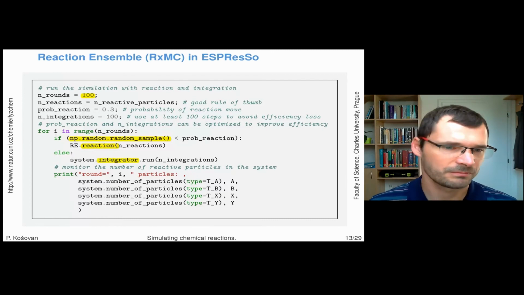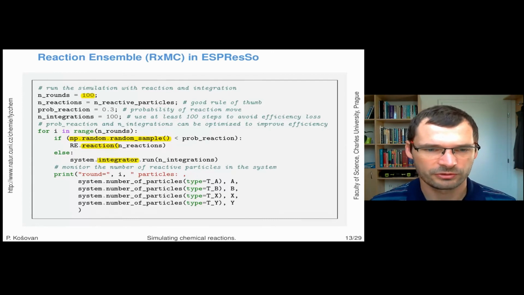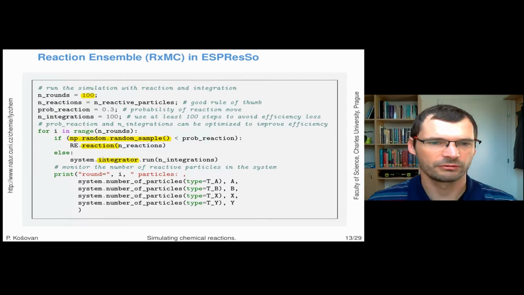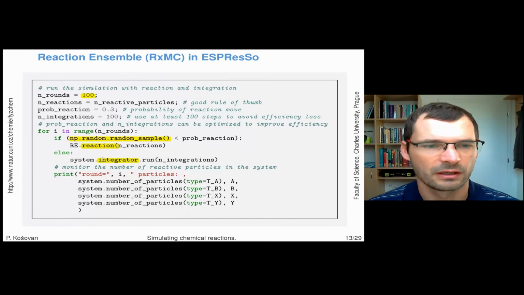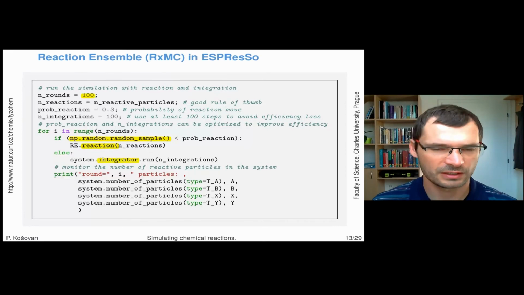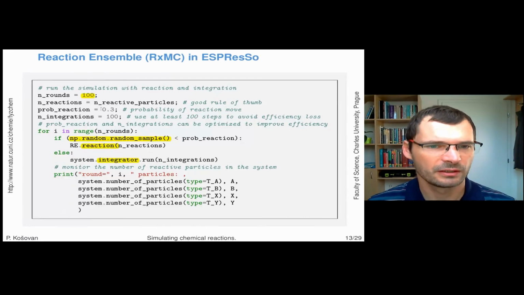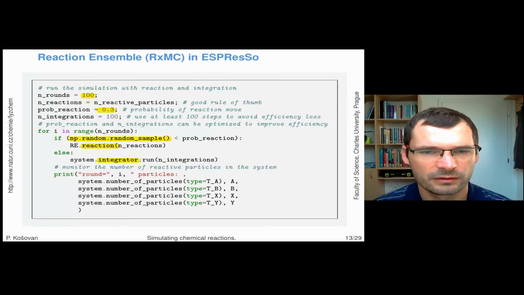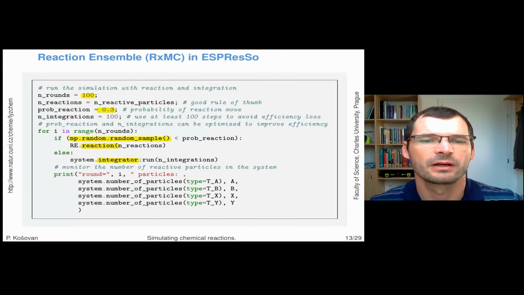It is not advisable to perform those two moves in a fixed order, because this in principle breaks detailed balance, although in practice we observed that the consequences are rather negligible, at least for the reactions that we have investigated. The parameter probability of reaction tunes the relative abundance of either reaction moves or the configurational moves, and this is the one that can be used to tune the sampling efficiency together with the number of integrations of each move.